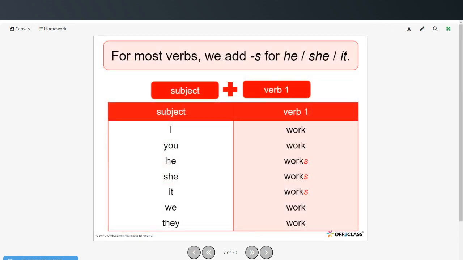So for most verbs, we add s to the he, she, and it forms. The structure is the subject and then the verb. And then for the he, she, and it, when that's the subject, we would add an s in the present simple for most verbs. There are a few exceptions that we'll talk about, but I work, you work, he works, she works, it works, we work, they work.